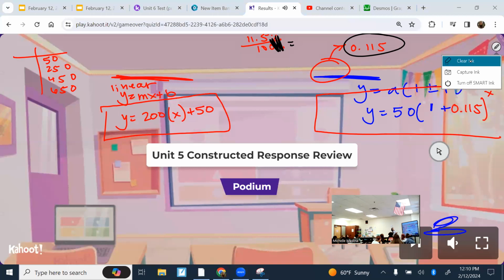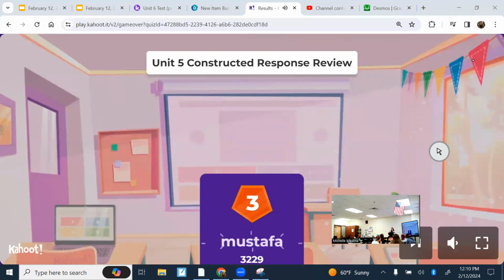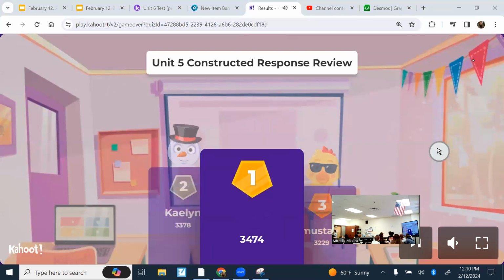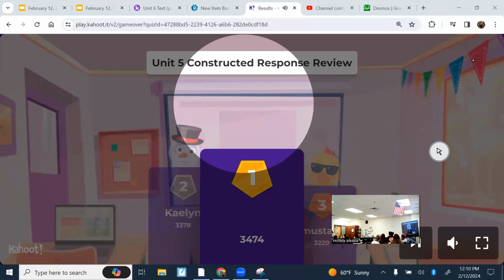But consider maybe transferring this to your green paper that I'm letting you use tomorrow. I've been eyeballing who's been taking notes, so I don't think anyone lost notes.